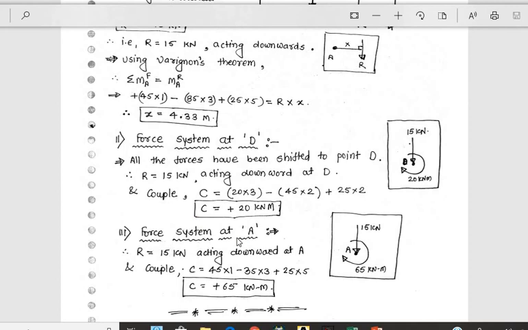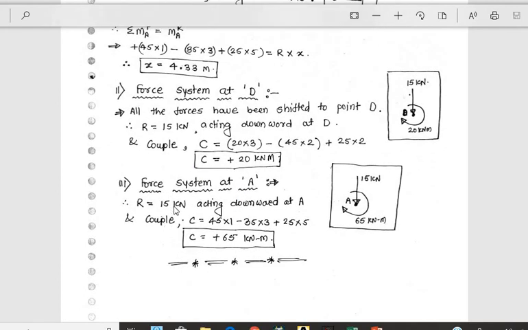Similarly, force system at A, R is equal to 15 kN acting downward at A, and couple C is equal to 45 into 1 minus 35 into 3 plus 25 into 5. Therefore couple is plus 65 kN meter. This way you have to reduce the forces into an equivalent force couple system.